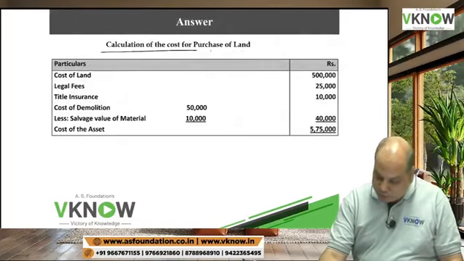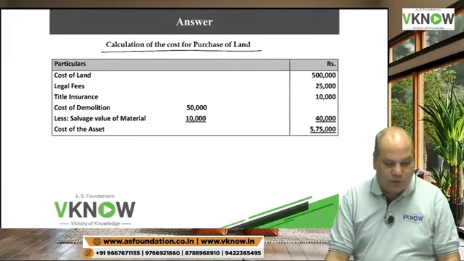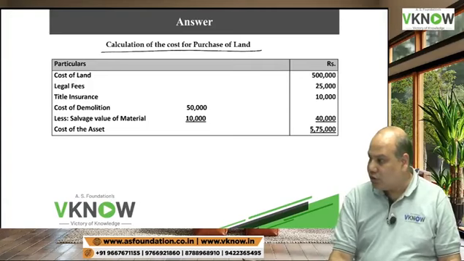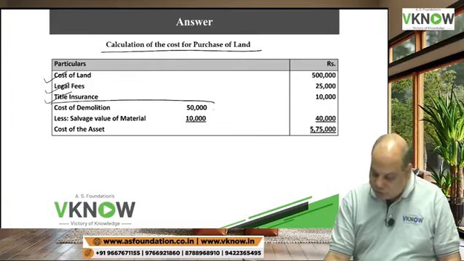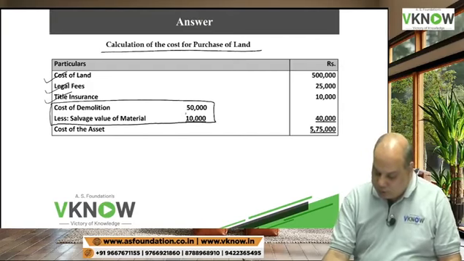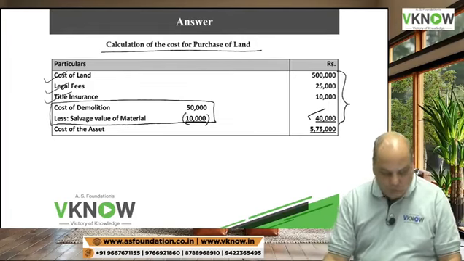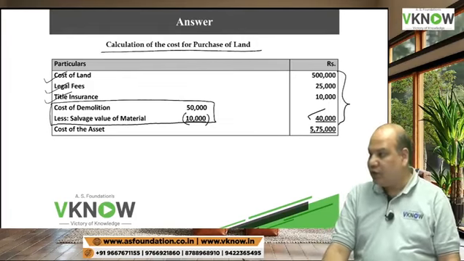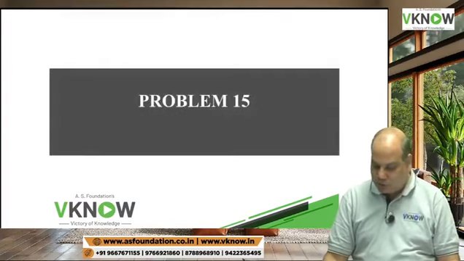The student will prepare the answer neatly like this. I think the answer is given to you. So just concentrate on understanding. Cost of land 5 lakh, legal fees 25,000, title insurance 10,000, cost of demolition less salvage value 40,000. The total of this will be 5 lakh 75,000. So this was like a small sample question.